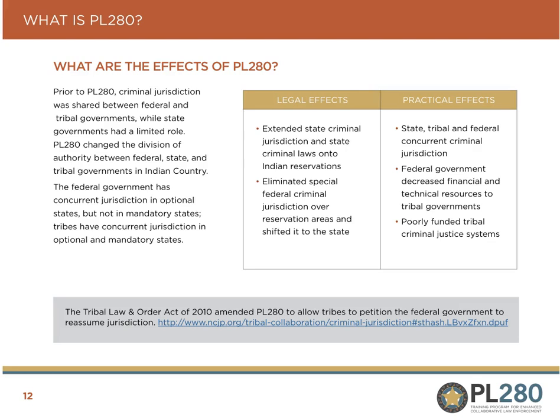Practically, state, tribal, and federal governments now have concurrent criminal jurisdiction as a result of PL280. Additionally, the federal government decreased financial and technical resources to tribal governments on the basis that states should be providing those resources themselves. Lastly, PL280 has resulted in poorly funded tribal criminal justice systems because of the funding gap from the federal government.